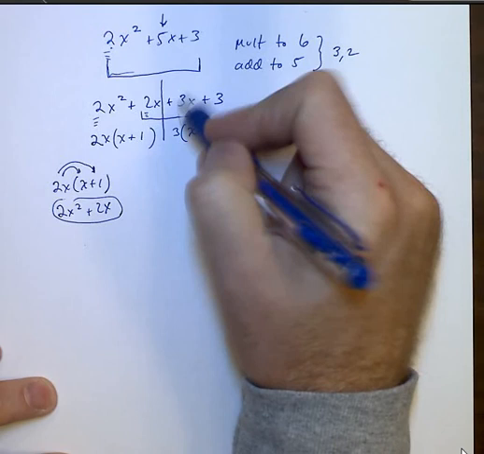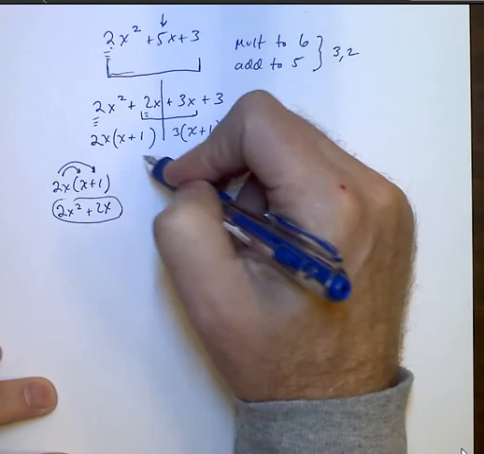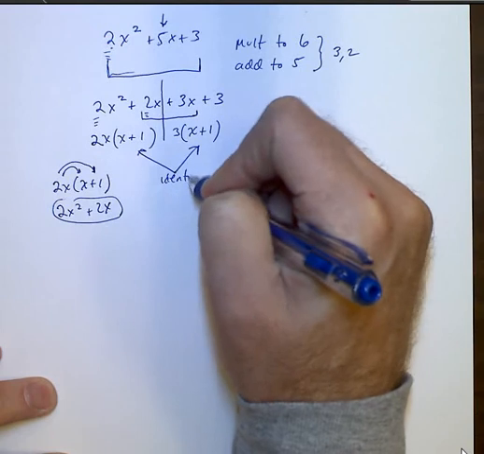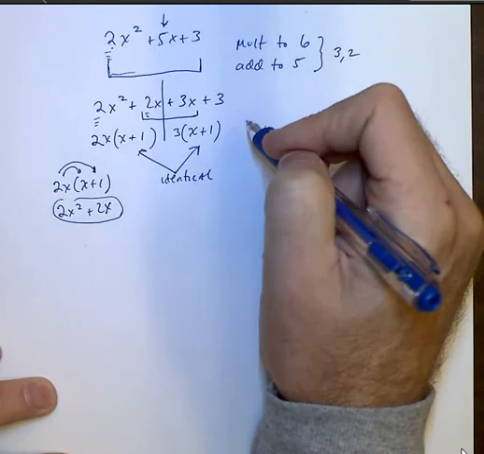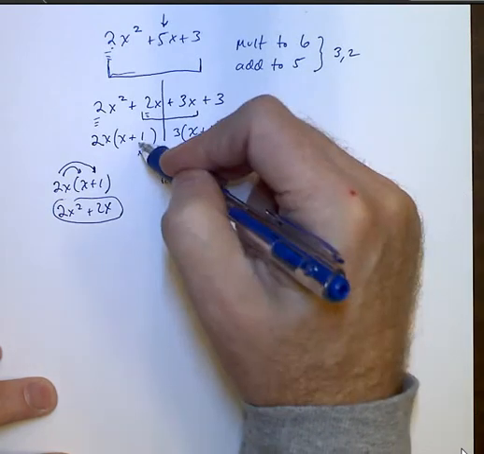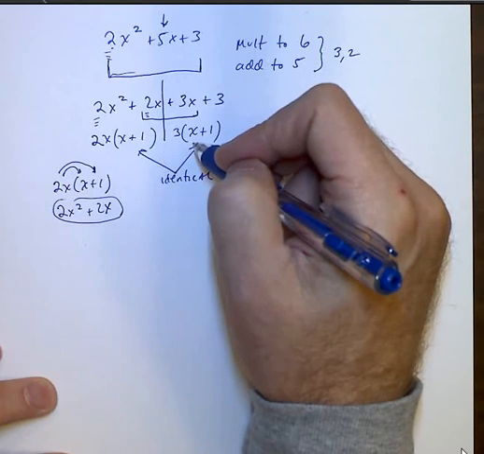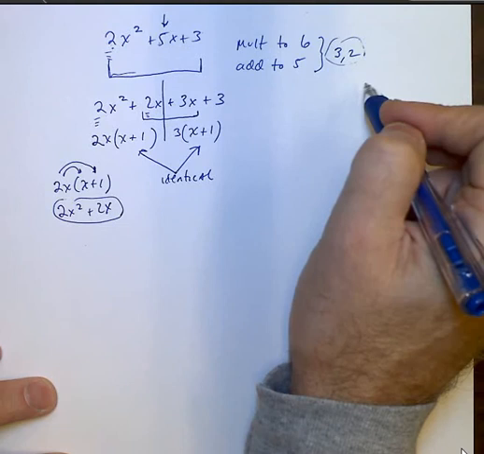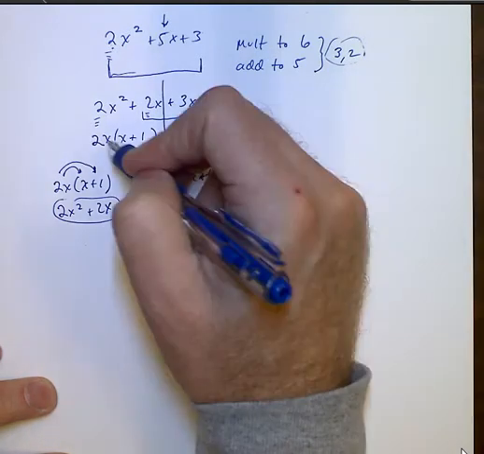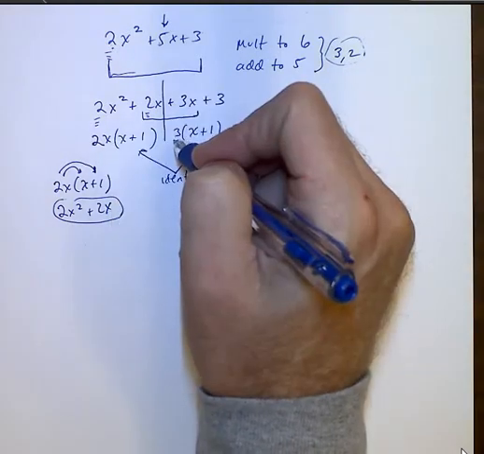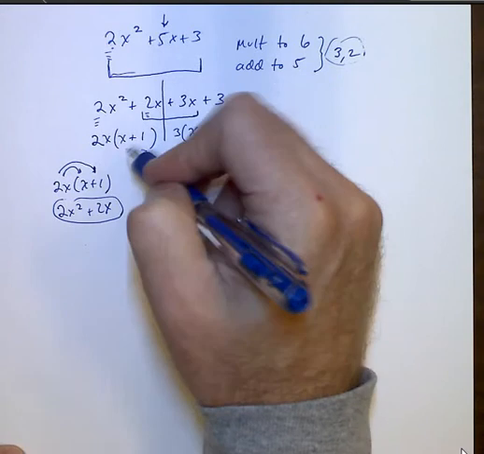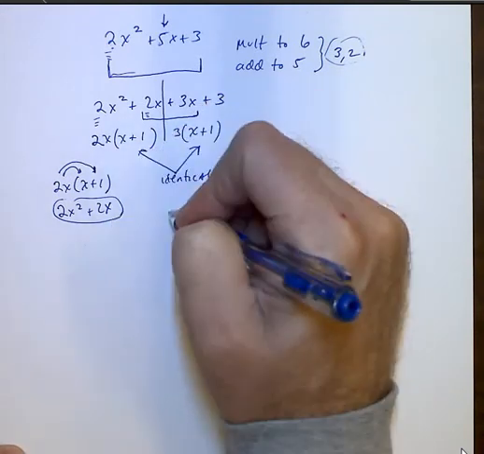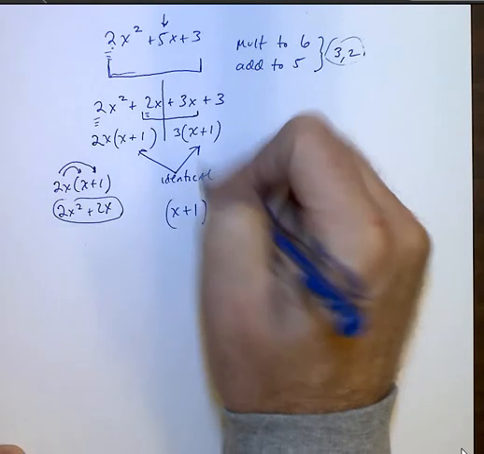At this point, what you want to do is check to see that these two parentheses are identical. They will always be identical if you've done the problem right. If you get to this point and these two parentheses are not identical, you made a mistake, probably either in the two numbers you came up with here or in pulling out these factors. Once you have them set up and you have matching parentheses, the answer is there.